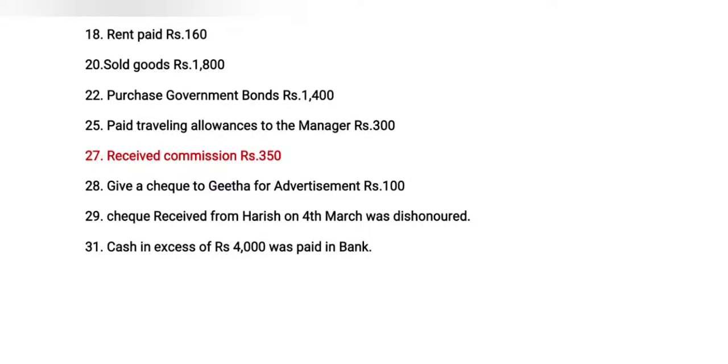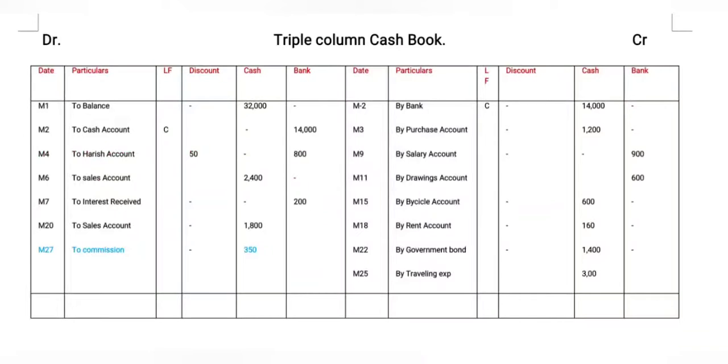27th March, received commission 350 rupees. Here commission is received in cash. We are going to the cash book debit side. Now we are coming to the cash book debit side, March 27, to commission account. Here commission is received in cash. That's why we come to the cash column, 350 rupees. This transaction is completed. We are going to another transaction.